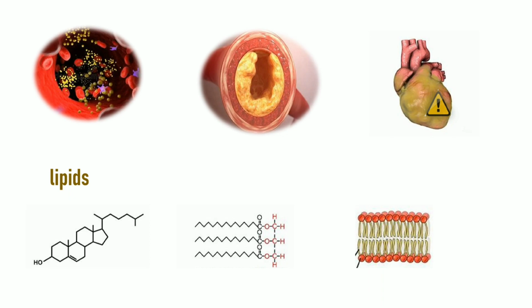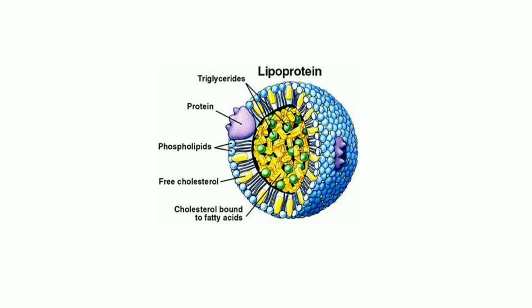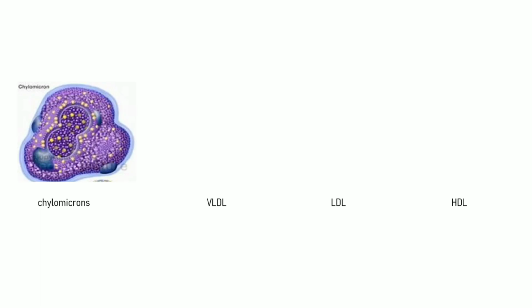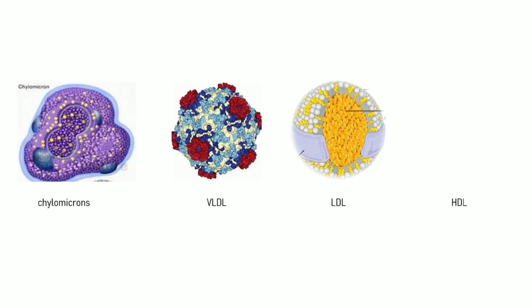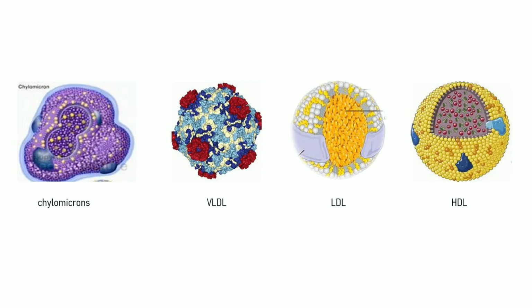Lipids are insoluble in blood and are transported via lipoproteins. Lipoproteins are composed of a hydrophobic core and a hydrophilic outer coating. Cholesterol and triglycerides are transported through the hydrophobic core, in which they are highly soluble. There are 4 major lipoproteins based on density: chylomicrons, very low-density lipoproteins, low-density lipoproteins and high-density lipoproteins.